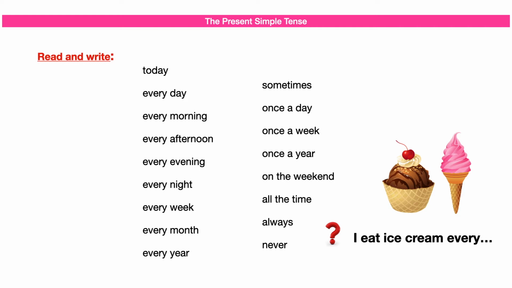Look at the picture. I eat ice cream every, and you have to finish the sentence. How often do you eat ice cream? I eat ice cream once a month. What about you? How often do you eat ice cream? Pause the video and copy the words in your books.